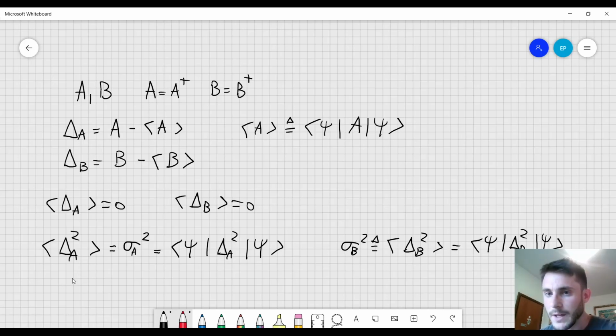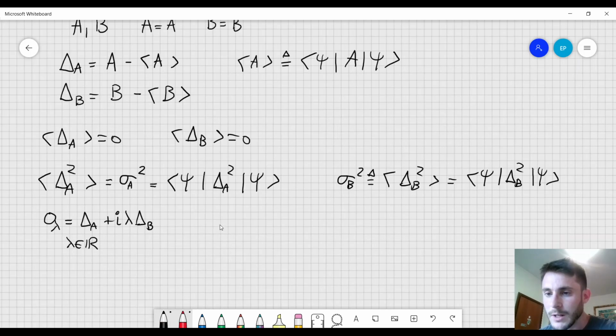And now I will define another operator that I will call O sub lambda, and I will define it like this. It is delta sub A plus the imaginary unit i times lambda, lambda is a real number, times delta sub B. Now it is quite easy to see that O lambda is not Hermitian, because if we take O lambda dagger, this is equal to delta sub A dagger, but delta sub A dagger is equal to A dagger, which is equal to A, minus the complex conjugate transpose of a constant, which is a constant.